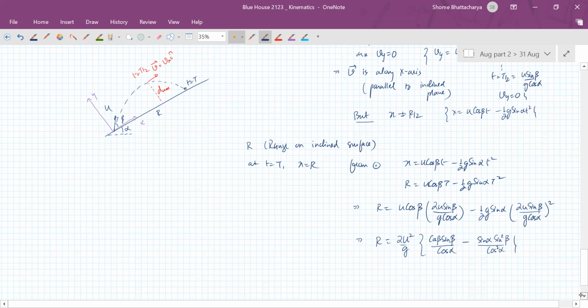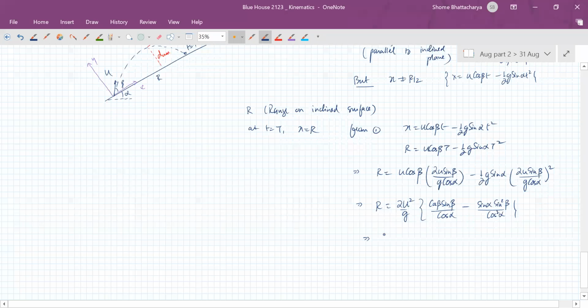Now you take some more terms common. Take sine beta common, and take the LCM in the denominator, cos square alpha, and take that common. So that sine beta has gone out, and you've taken cos square alpha from the denominator. In the numerator you'll be left with cos alpha cos beta. From the second term you've taken sine beta by cos square alpha common, so you have sine alpha sine beta. This nicely fits into a formula, that is cos of alpha plus beta.